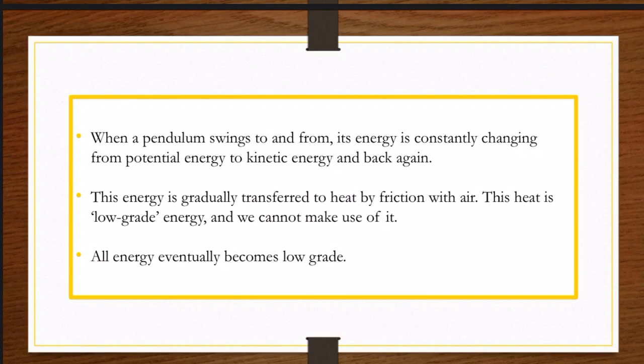When a pendulum swings to and fro, its energy is constantly changing from potential energy to kinetic energy and then back again from kinetic energy to potential energy. This energy is gradually transferred to heat by friction with air. This heat is low-grade energy and we cannot make use of it. All energy eventually becomes low-grade.